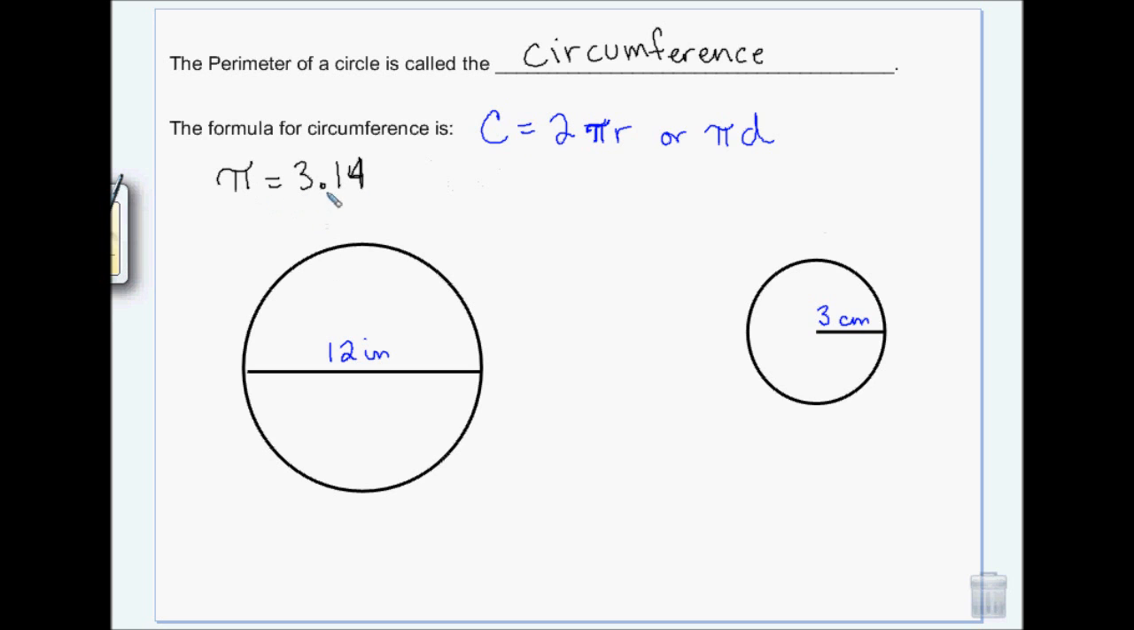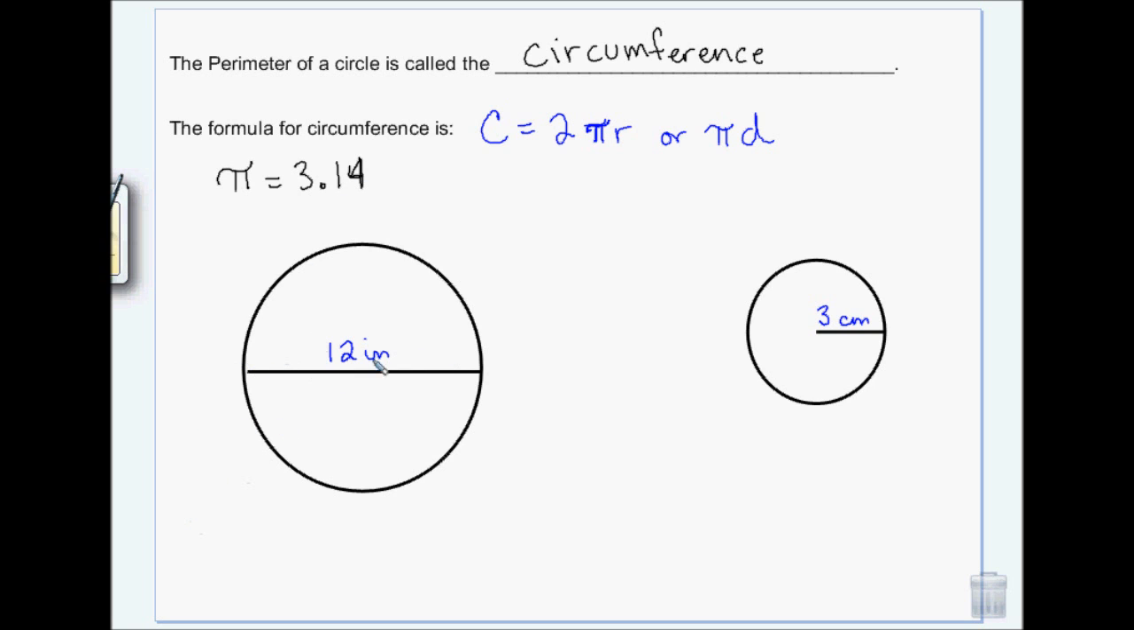Anyway, so pi we're going to use 3.14 always. Pi is obviously much longer than that. Pi goes on forever. It never ends. So for our purposes, that would be a ridiculous number to try to multiply by. So we take an estimation of it, or a rounded value.